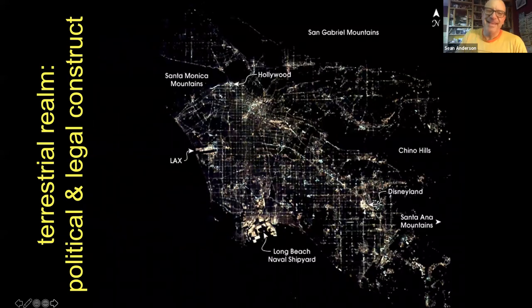No. Okay. So for example, when we talk about the terrestrial realm, and about management relevant geographies, maps, and how we conceptualize these regions, they're often a political or legal construct. So here we're looking at a NASA satellite image of Los Angeles at night. It's very dramatic. We can see all of our streets, these large industrial activities, residential activities, et cetera. There's a little bit of dark up here where the San Gabriel Mountains are, a bit of dark where the Santa Monica Mountains are, and tons of dark, obviously, out here in the ocean.